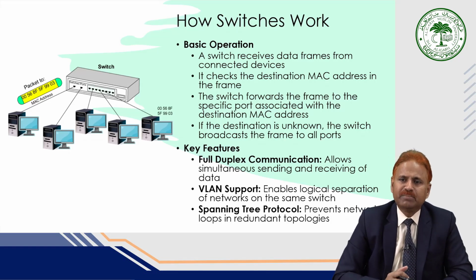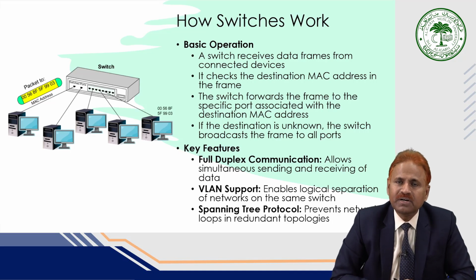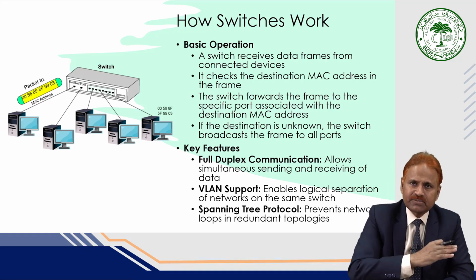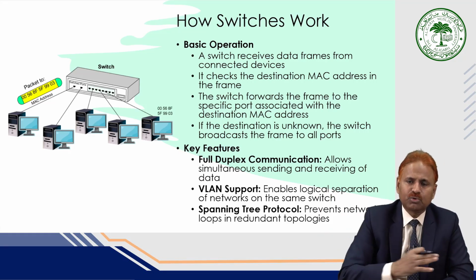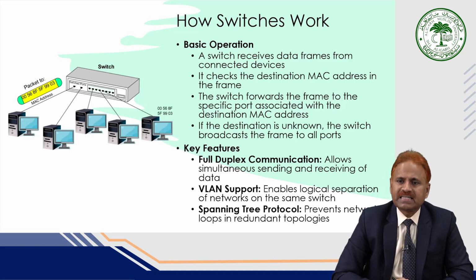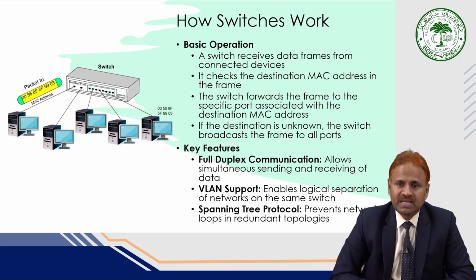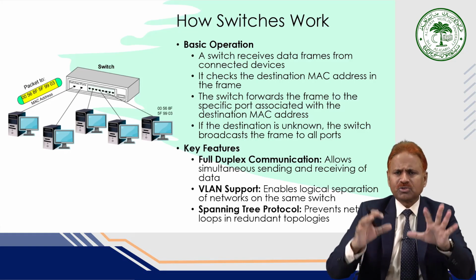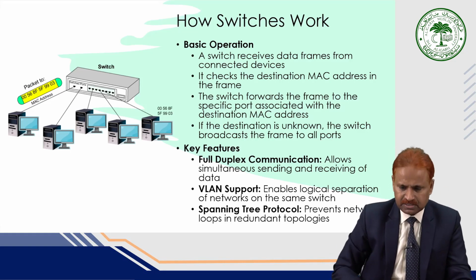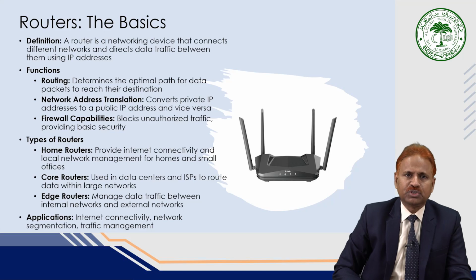Full duplex communication allows simultaneous sending and receiving of data. It is not that the data is flowing in one direction; data may flow in both directions. VLAN support, the virtual LAN support, enables logical separation of networks on the same switch. The spanning tree protocol prevents network loops in redundant topology. So these are some of the key features of the switch.